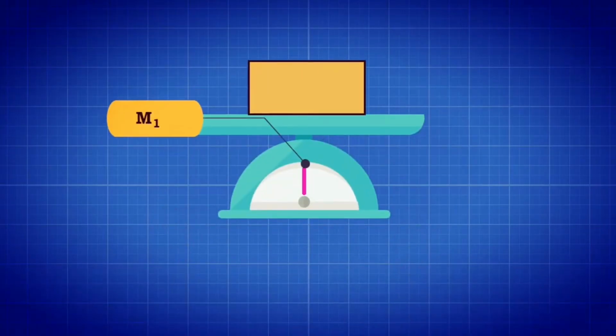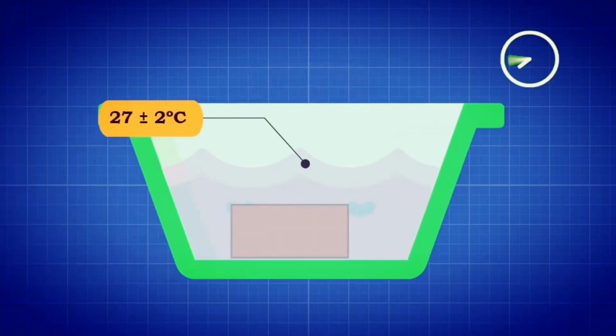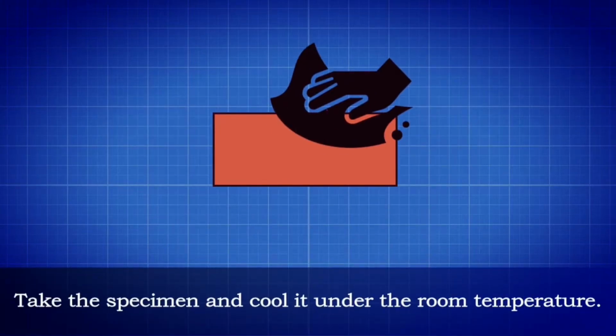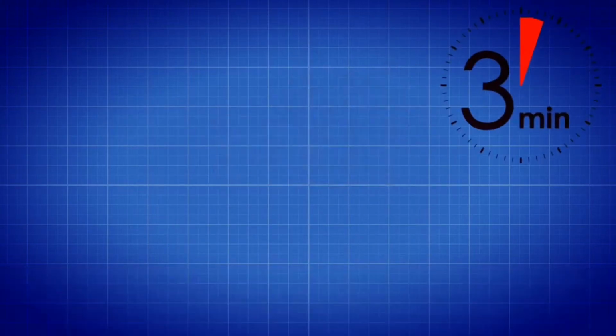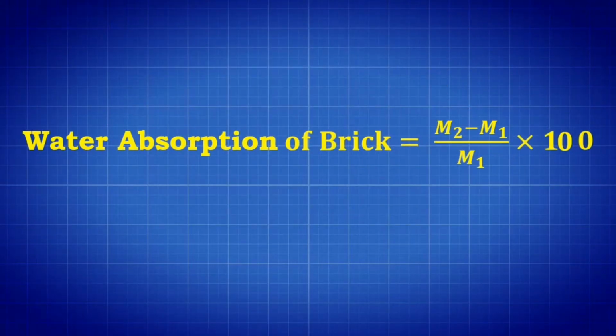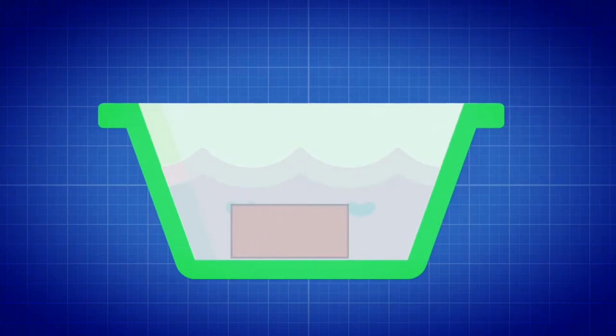Take the specimen and cool it under room temperature. Obtain its weight, that is M1. Now, immerse the completely dried specimen in clean water at a temperature of 27 plus or minus 2 degrees Celsius for 24 hours. Remove the specimen and wipe out any trace of moisture. Obtain the weight, that is M2, of the specimen after 3 minutes from the removal from water. Then, water absorption percent by mass is calculated by the formula (M2 minus M1) divided by M1, into 100. Thus, you have learned how to determine the water absorption of bricks.